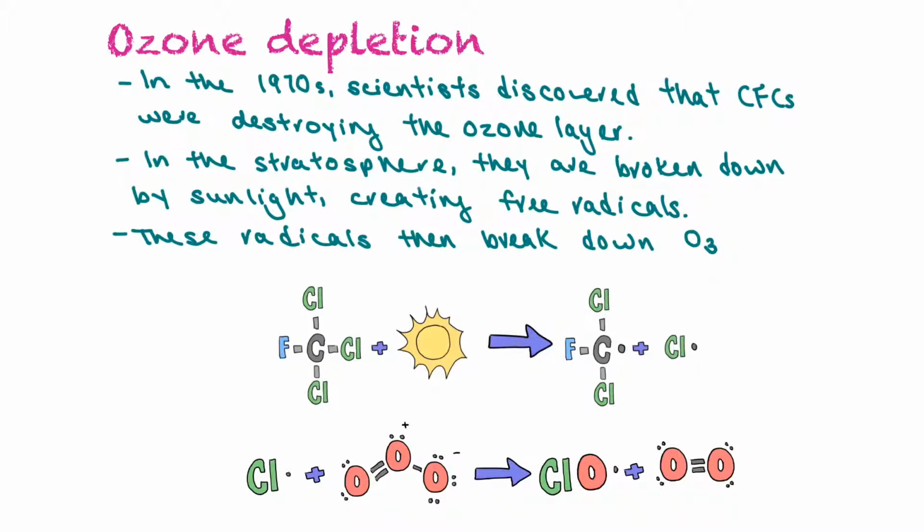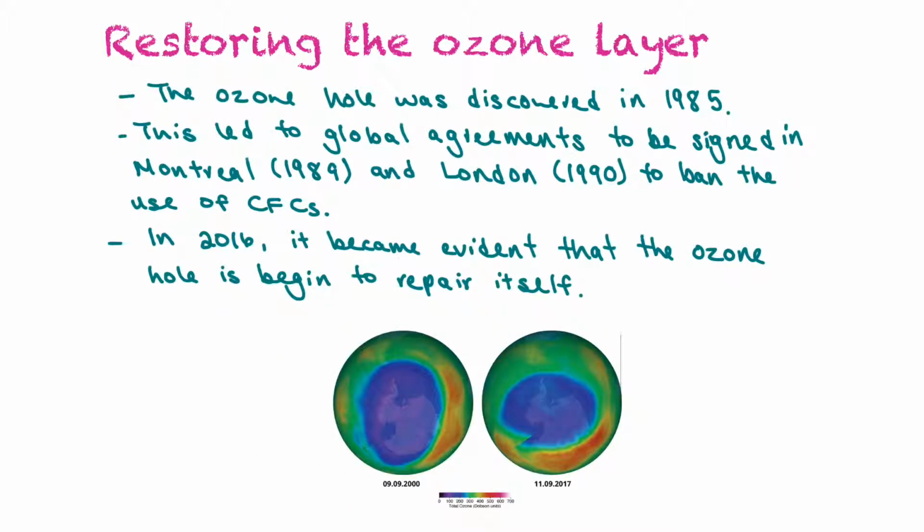However, in the 1970s, scientists discovered that chlorofluorocarbons were destroying the ozone layer. In the stratosphere, they get broken down by sunlight and they create free radicals. So you take a look here, it breaks off one of the chlorine atoms and creates a free radical, and that free radical reacts with ozone to make another free radical and oxygen, and it just keeps going on and on. So it's not good. By 1985, scientists had discovered the ozone hole over Antarctica.